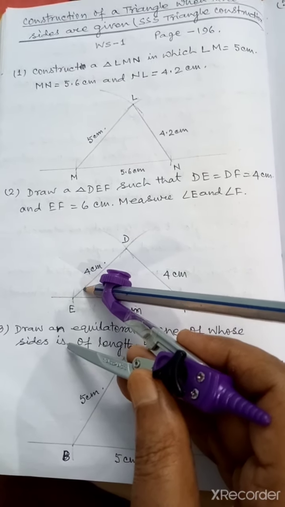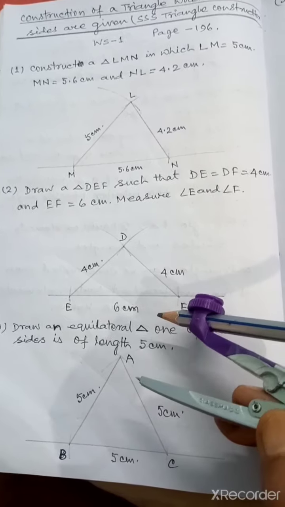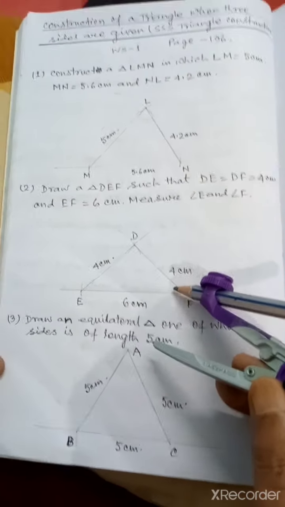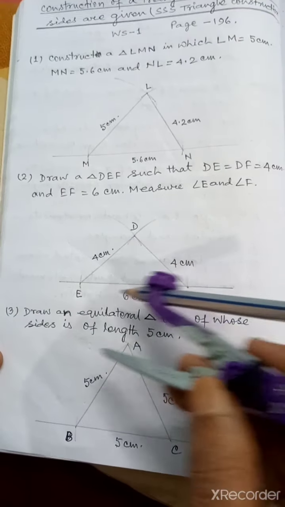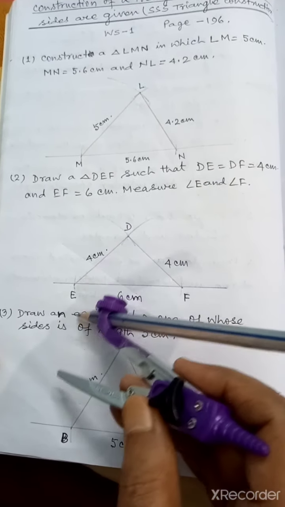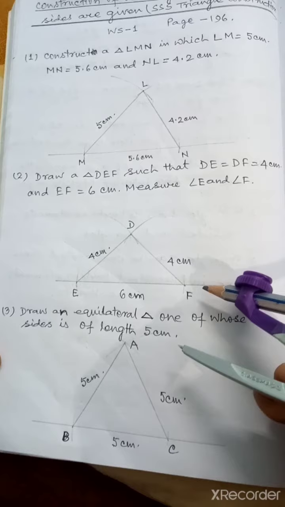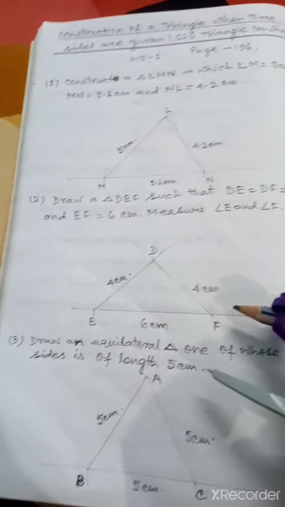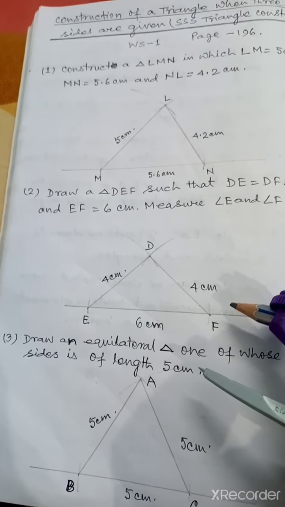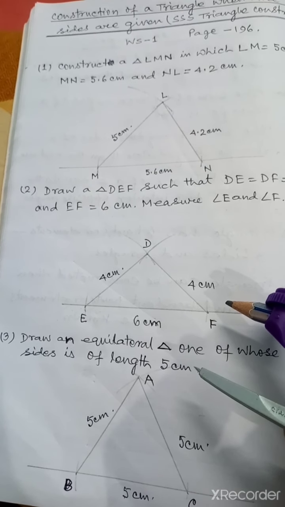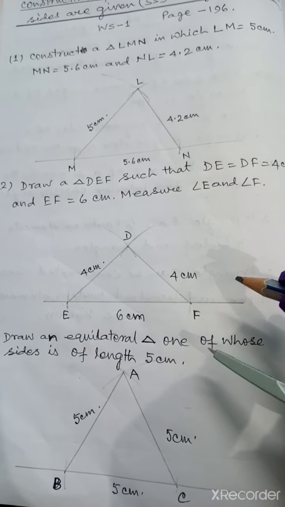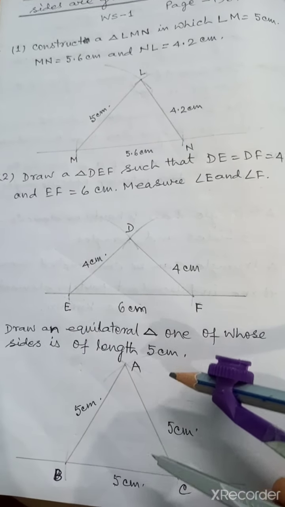Now measure angle E and F. If your construction is correct, then you will get angle E equal to angle F. Why? Because you have learned the angles opposite to equal sides are equal. So therefore angle E equal to angle F. They are equal angles. Now question number 3.